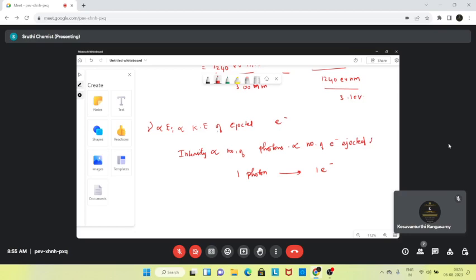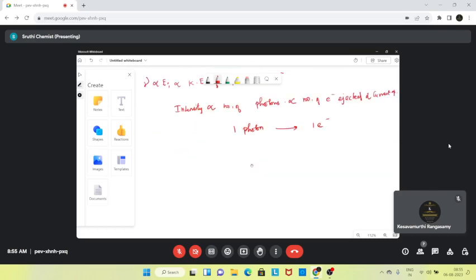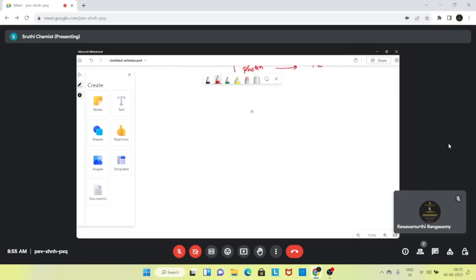The more electrons ejected, the greater the current will definitely be. This is an important point. Is there any doubt so far? No, ma'am. Okay, fine. Next one, let's come to the Bohr model.